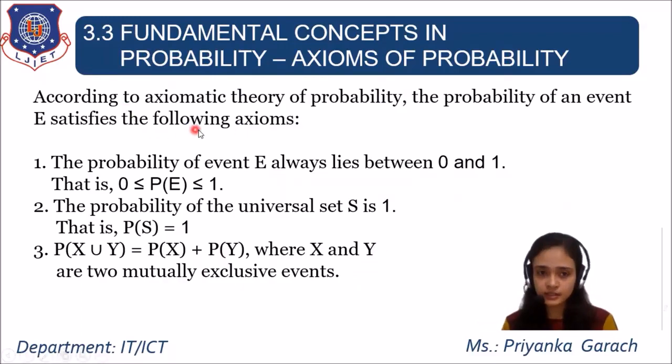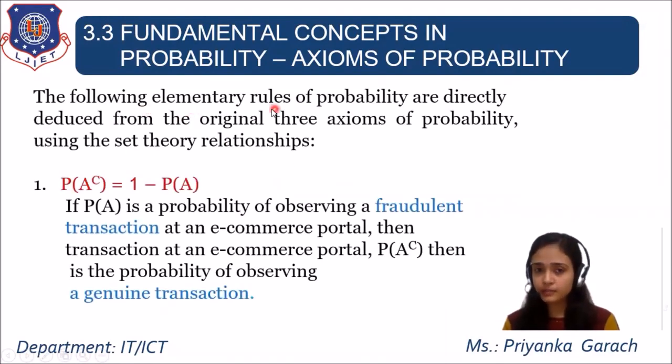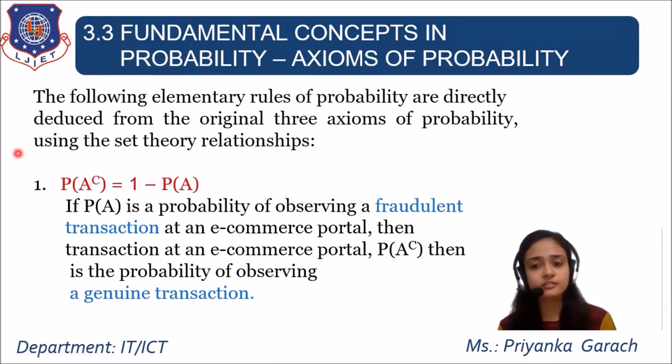Based on these axioms, the following elementary rules of probability are directly deduced from the original three axioms of probability using set theory relationships. These are the rules that you have to accept related to probability. These rules are based on the previous three axioms.